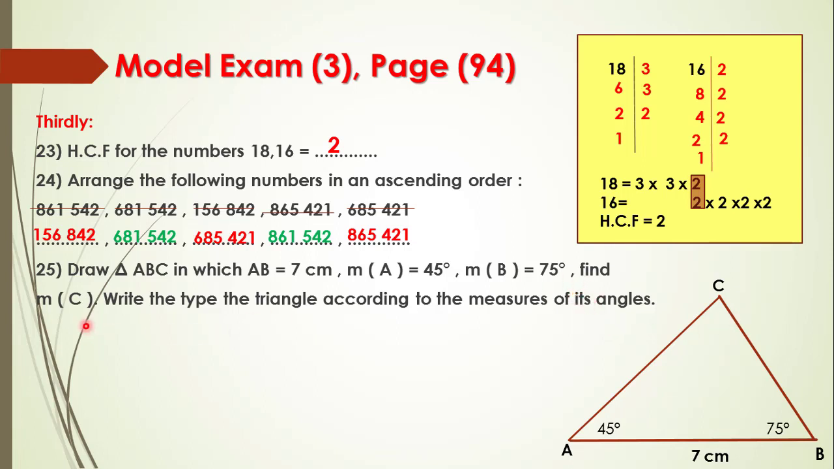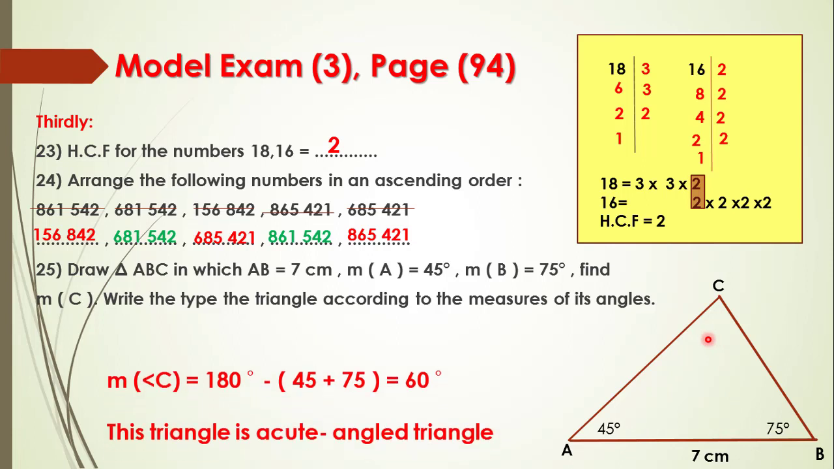Let's complete. Find the measure of angle C. We have two angles and we want the third one, which is missing. We know that the summation of measure of interior angles of a triangle is 180. So I subtract the two angles from 180: 180 degrees minus 45 plus 75. The result will be 60 degrees.